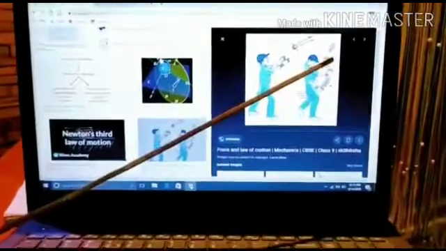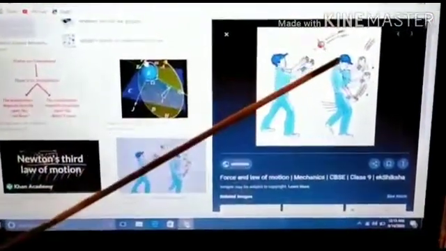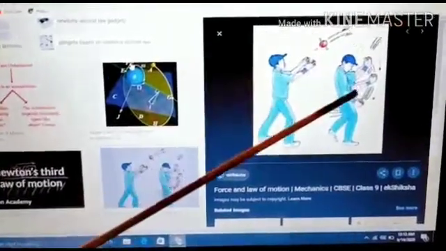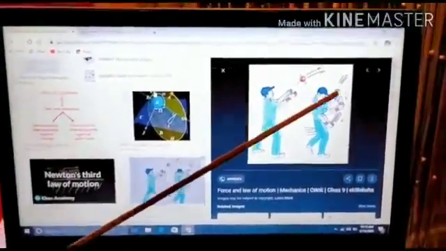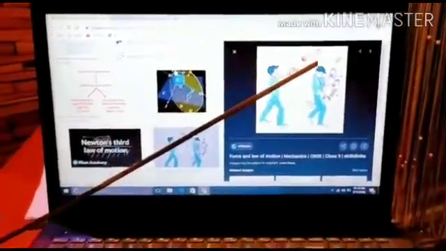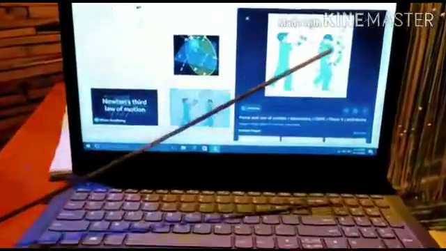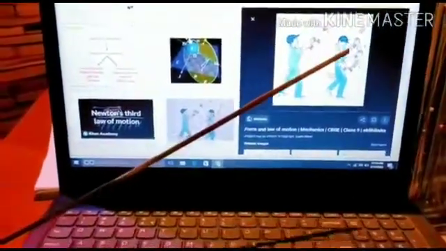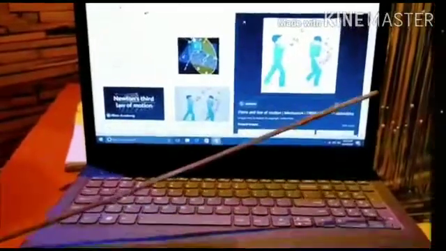Now, when a cricket player moves his hands back on catching the fast ball, the time taken to reduce the momentum of the ball to 0 is increased. Due to more time taken to stop the ball, the rate of change of momentum of the ball is decreased, and hence a small force is exerted on the hands of the player. So the hands of the player do not get hurt.